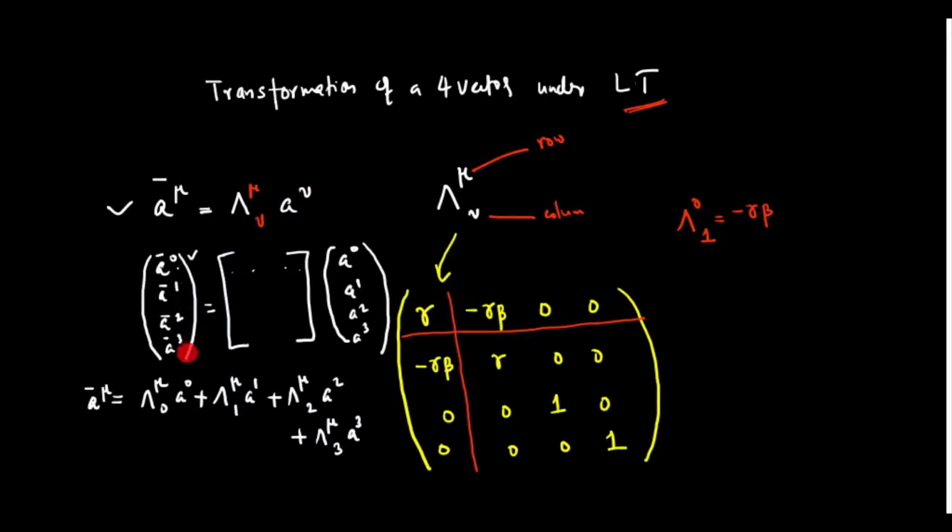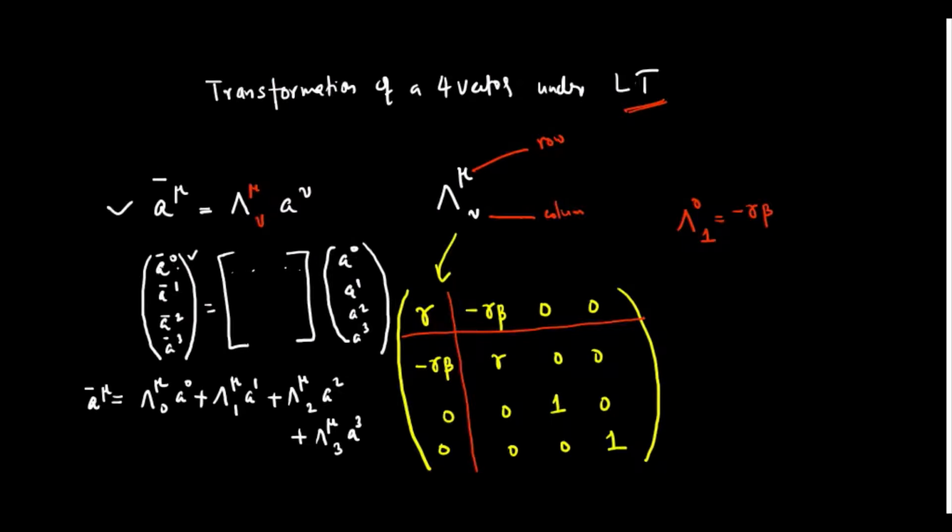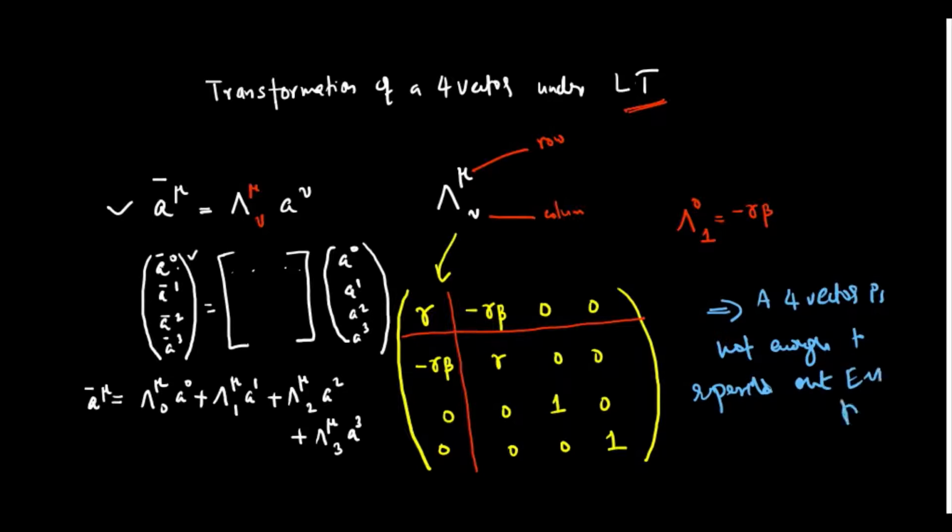Okay, and how many independent components are there? There are 4 components here and 4. So will these 4 components match with our 6? No, this is more than that. So a 4 vector is not enough. So it concludes that a 4 vector is not enough to represent our EM field. Okay, so then we will go to a higher one.